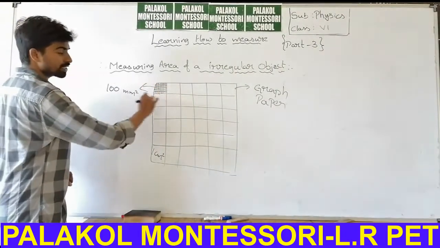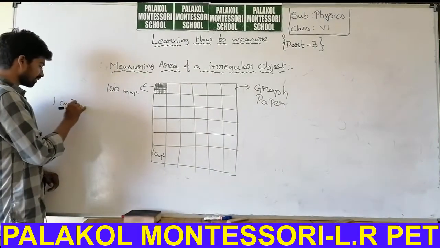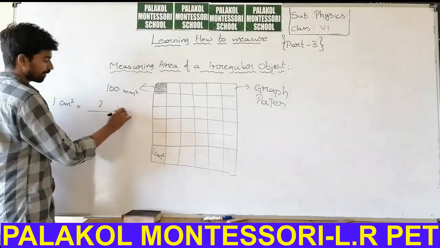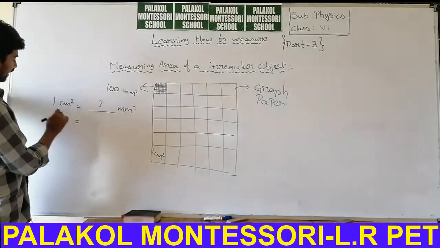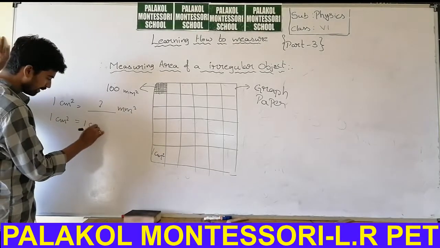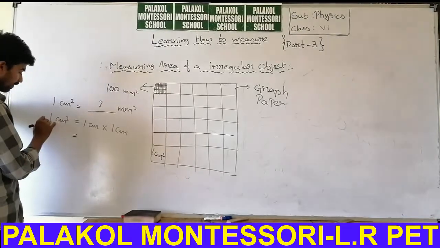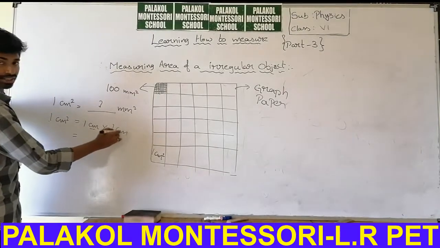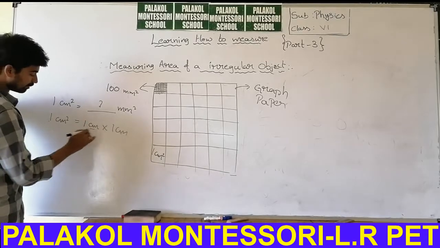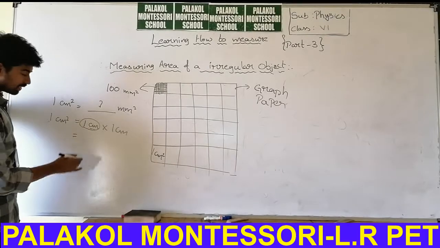It is a 1 centimeter square box, right? Let us find out that 1 centimeter square is equal to how many millimeter square. You can write this 1 centimeter square as 1 centimeter into 1 centimeter. Can you write like this? Yes. 1 into 1, 1, centimeter into centimeter, centimeter square. So 1 centimeter is equal to how many millimeters?